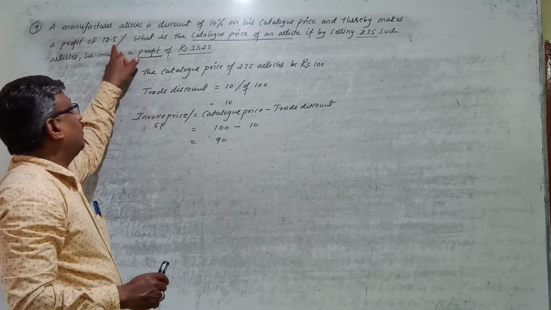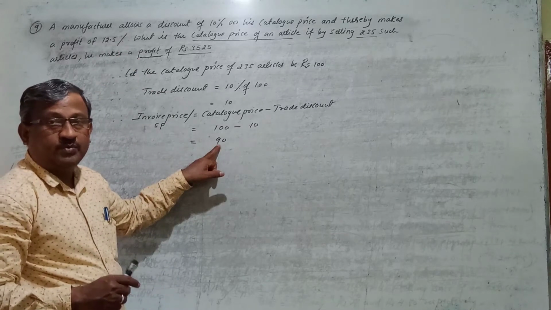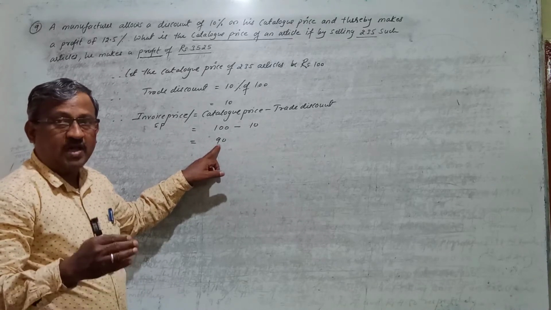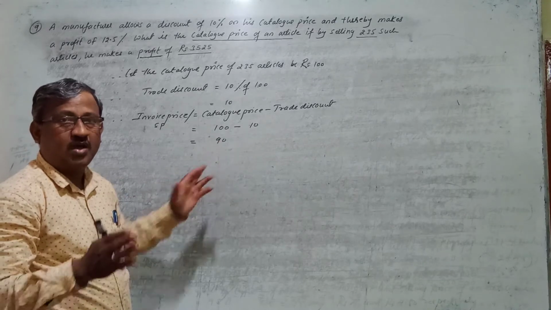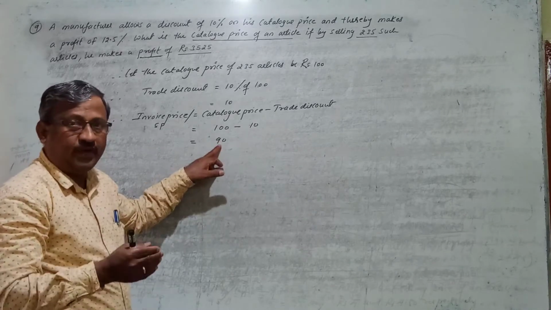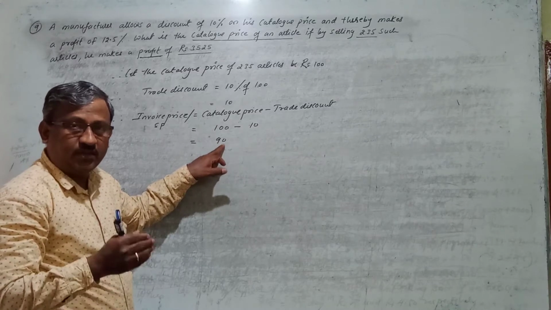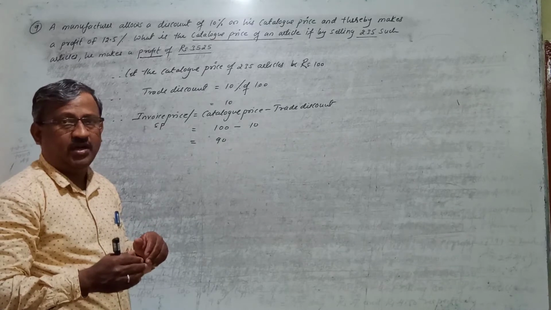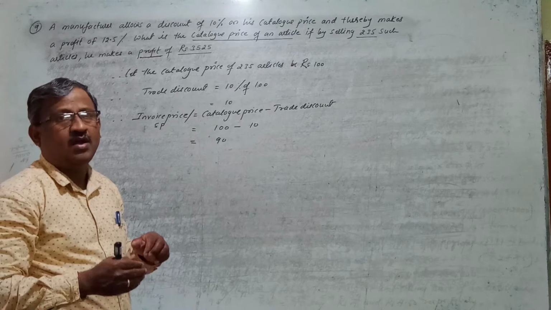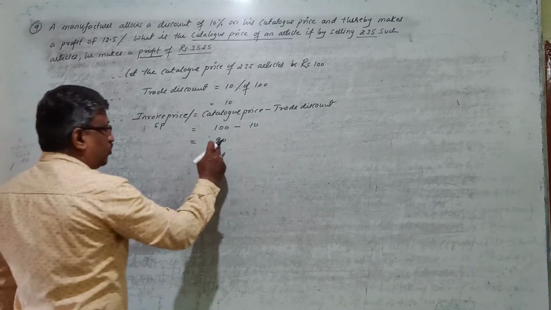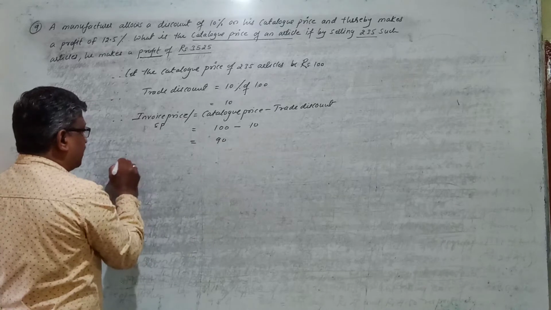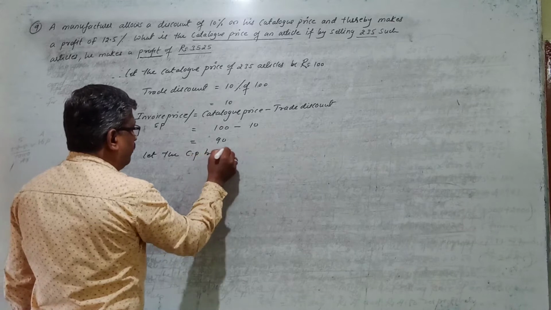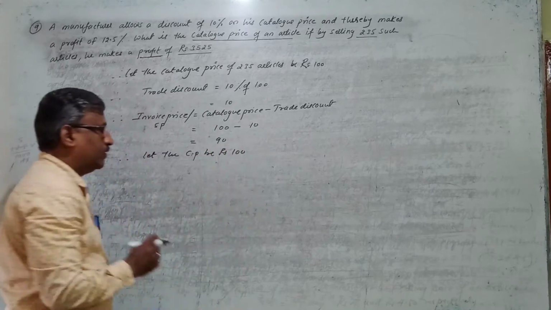So I cannot calculate 12.5% profit on 90 rupees because this is my selling price. I have to calculate the profit on cost price, which is not known here. As the cost price of this selling price is not known, I will assume it, to find out what profit is included in this selling price. Until and unless we know the cost price, we cannot calculate the profit. So I will assume the cost price of this selling price as 100. So let the cost price be rupees 100.